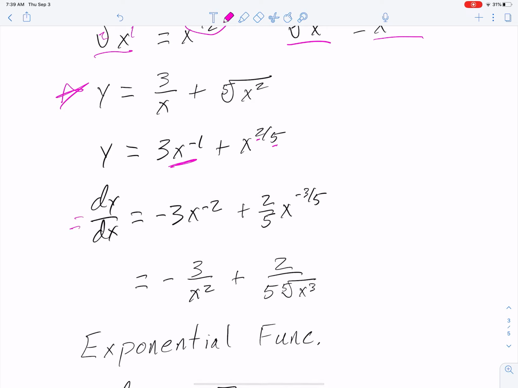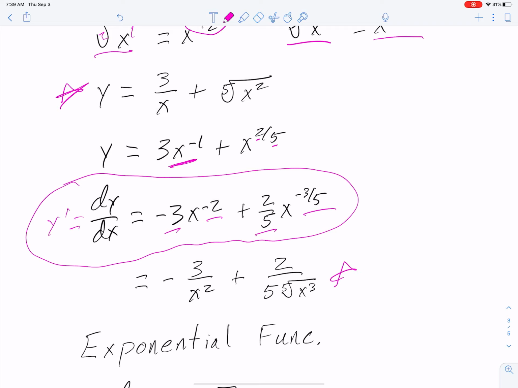Again, if you like the y prime notation, that's fine. I'll use the dy dx notation most often, but they're pretty much interchangeable until a very specific topic later in the year. So 3 times negative 1, negative 1 minus 2, 1 times 2/5, 2/5 minus 1. If you want to leave it in this form, that's fine. If you want to take the time to rewrite, that's fine as well.